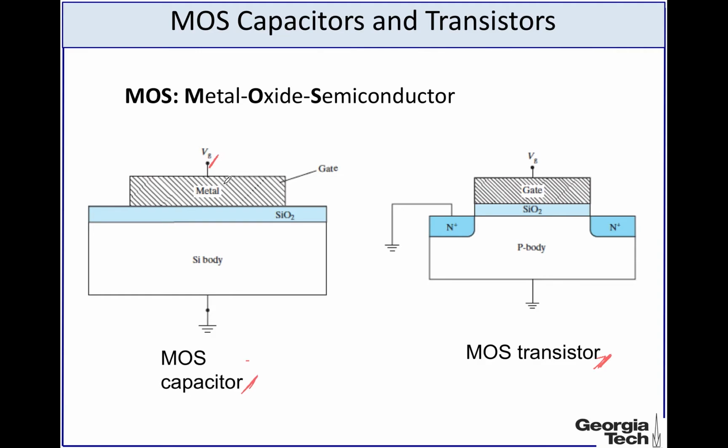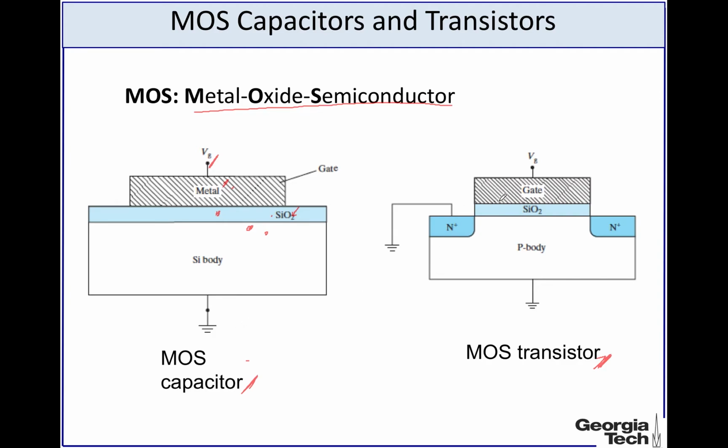We have first a metal here, and here we have an oxide material, silicon dioxide in this specific example, and then we have a semiconductor. So we have a metal oxide semiconductor, and that's where this name comes from, metal oxide semiconductor or MOS. Now this is a two-terminal capacitor structure.